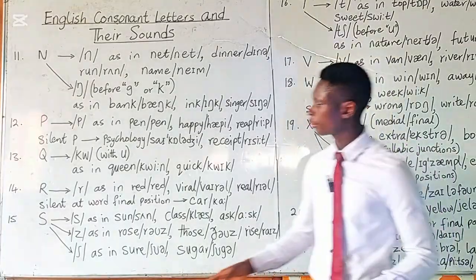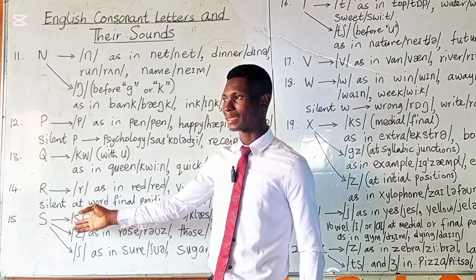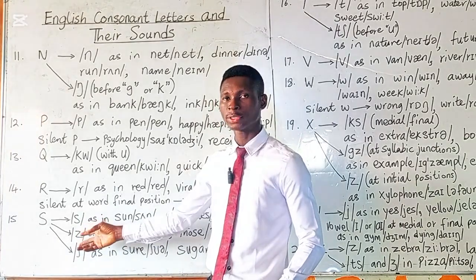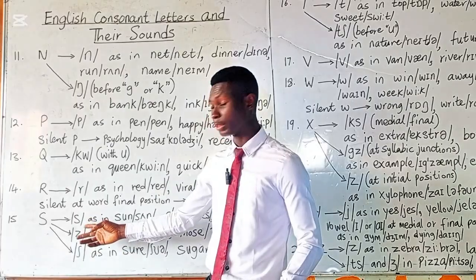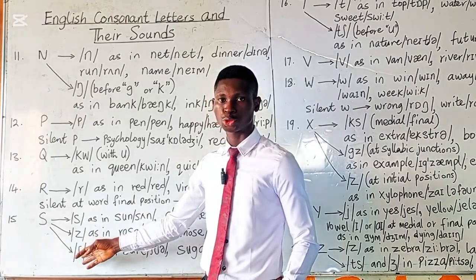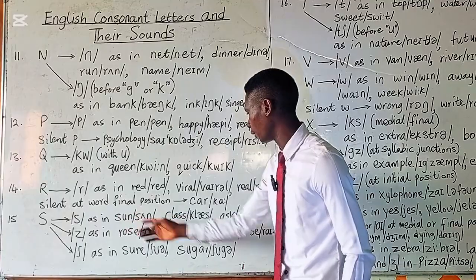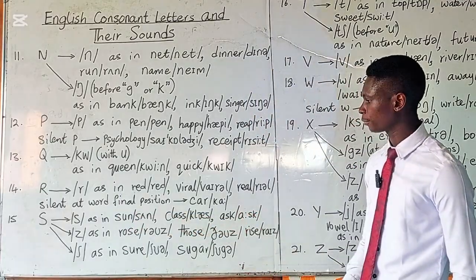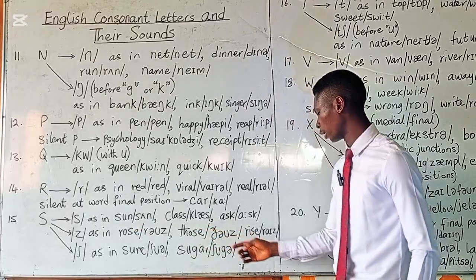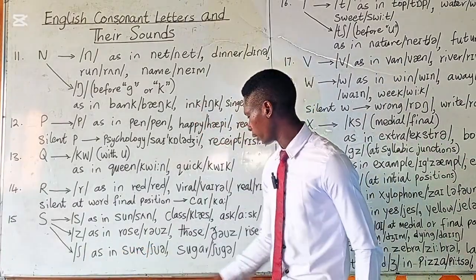Okay, so we have also letter S. Letter S can be realized in three ways. You can have it as the S sound, that's the voiceless alveolar fricative. You can have it as Z, that is the voiced alveolar fricative, the voiced form of this one. Then we can also have it as sh in different words. So we can realize letter S as in words like sun, class, ask. Then we can realize it as Z in words like rose, those, rise. We can also realize it as sh in words like sure, sugar.